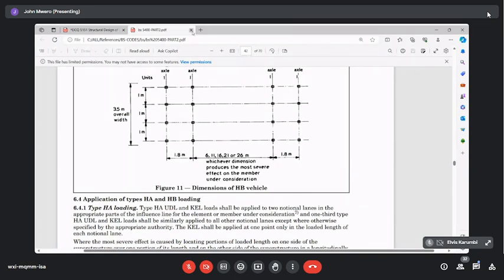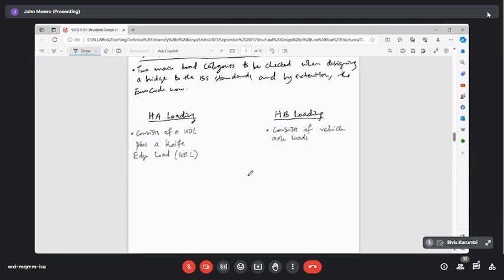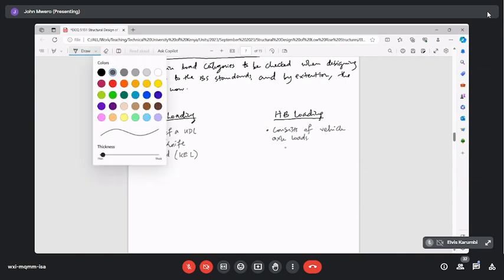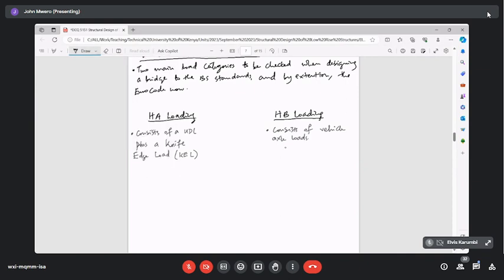I want to leave that at that point, having mentioned a little on the HB, but I want us to see if we can put numbers to the HA loading and pursue it as part of this discussion. So I want to write here HA loading. So the HA loading.